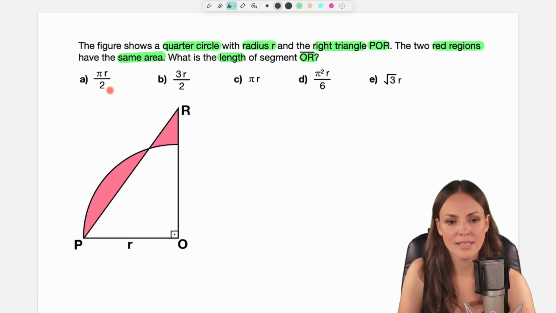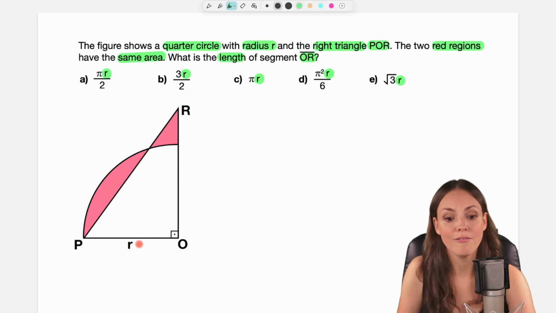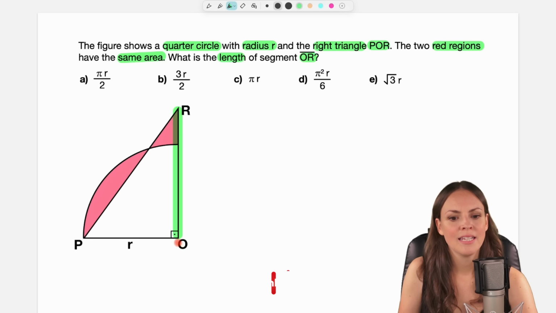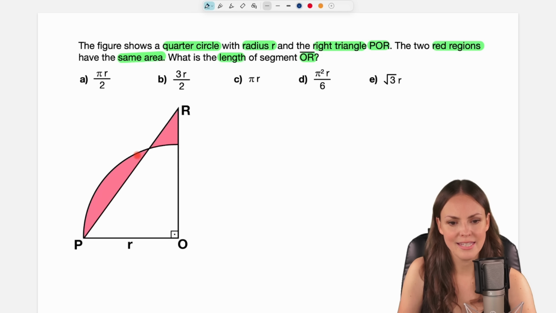If we take a look at these answers, we have pi times r over 2, 3r over 2, pi r. So r is in each of these answers, which means that we don't have to find r exactly. We can just use r as it is. Okay, and we want to find this length here. They tell us that these red regions have the same area.